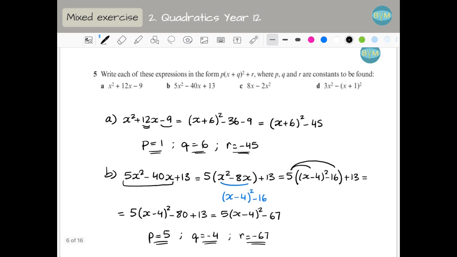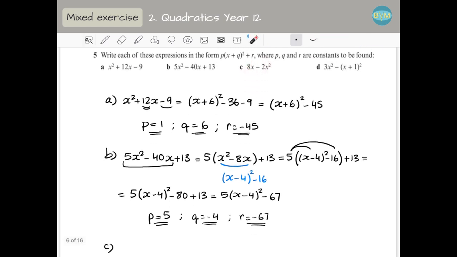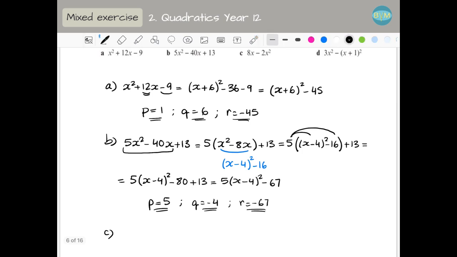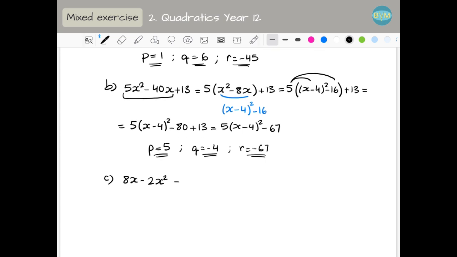Question C. We have only two terms, so it's easier. I have 8x minus 2x squared. If you want, you can rewrite it this way. Sometimes it helps. So what I'm going to do, like I did before, is take minus 2 outside. So I'm going to factorize, and I'm going to have minus 2 times x squared minus 4x.